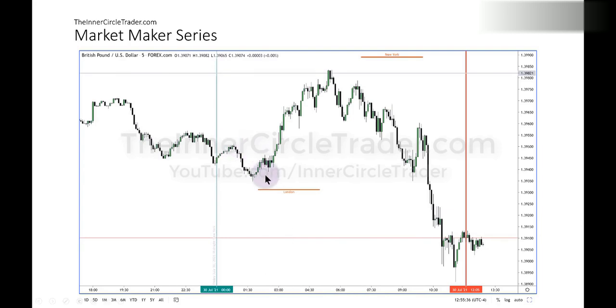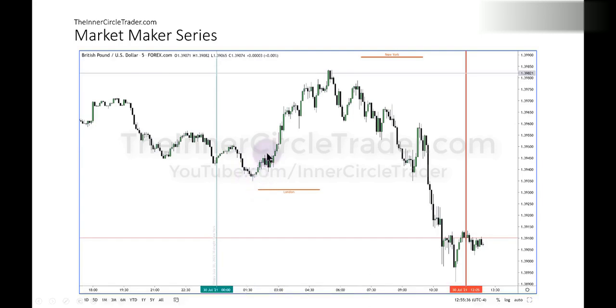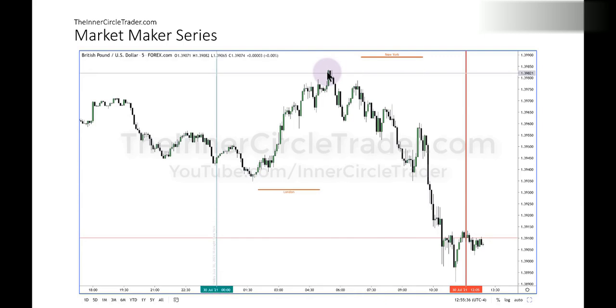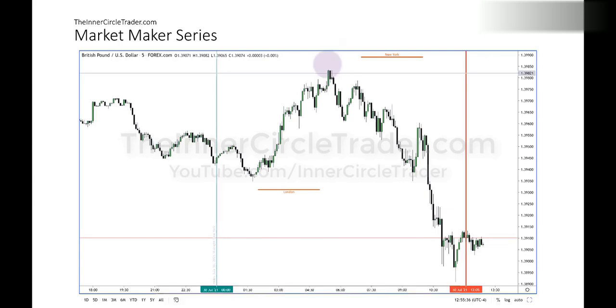London, we trade down. Notice we were just a little ahead of the beginning at 2 o'clock in the morning. Trades a low there, retraces back down again here. Rallies, sweeps Thursday's high. Now, we have pressed every single day higher. Now we're on the last day of the week. The algorithm will likely trade back into the weekly range.